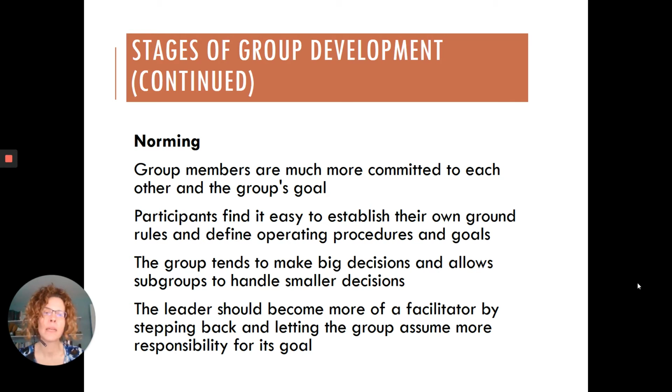The group tends to make big decisions, so the overall group will make the big decisions and then allow subgroups or individuals to handle the smaller decisions. And whoever's leading the group at this point should become more of a facilitator. In other words, they step back and let the group own more of what it's going to take to accomplish the group's goal.